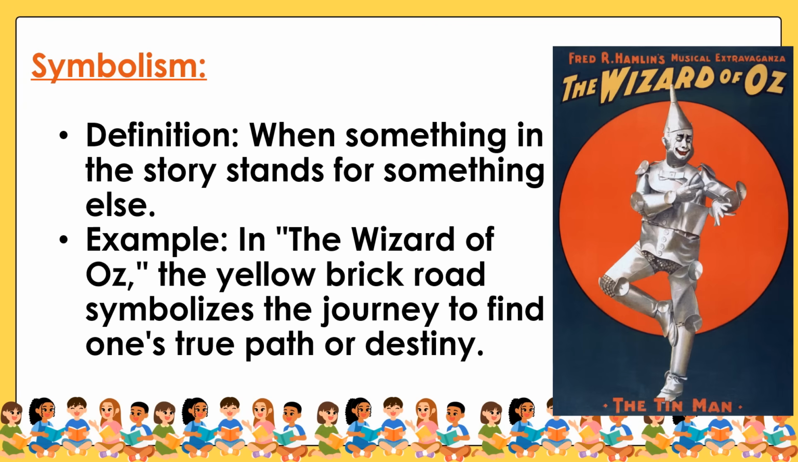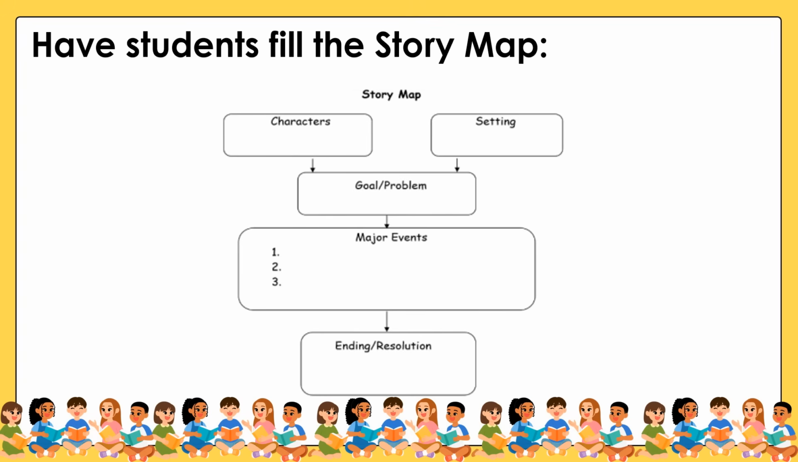Next is symbolism: when something in the story stands for something else. For example, in The Wizard of Oz, the yellow brick road symbolizes the journey to find one's true path or destiny. So this time, this is an activity. Have the students fill the story map.